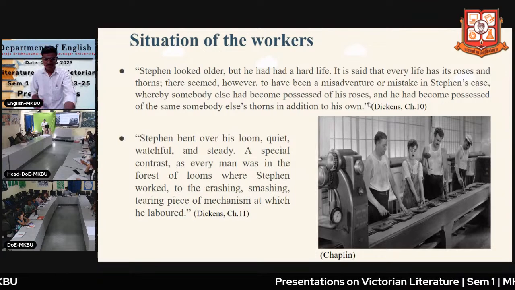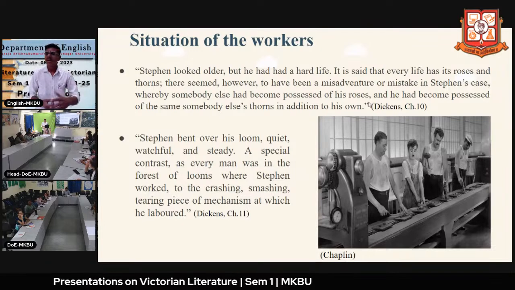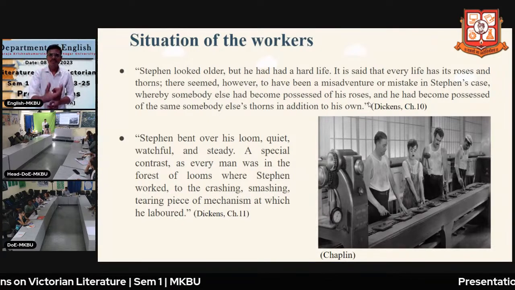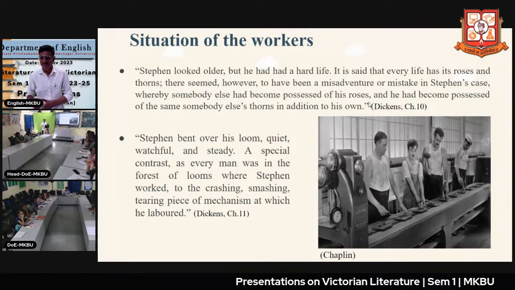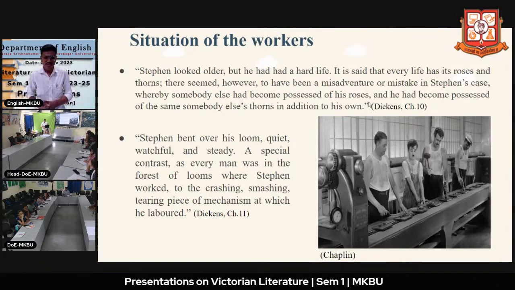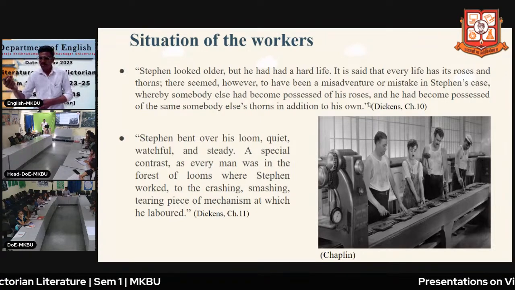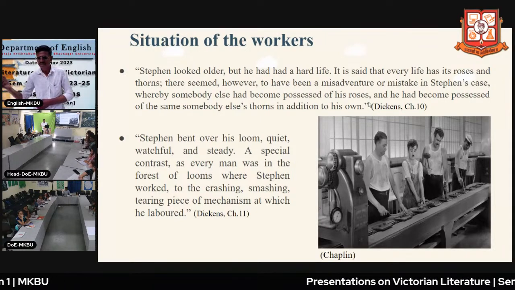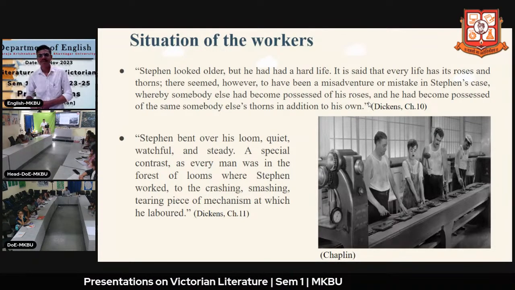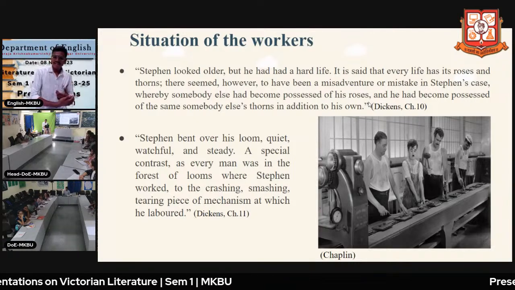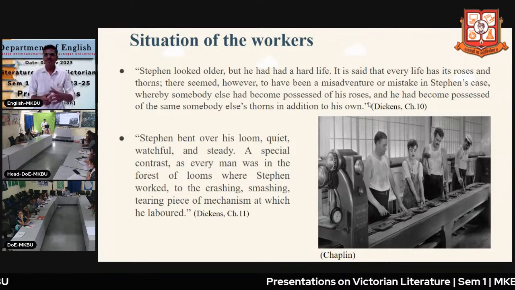Now the first paragraph you can see was taken from the original novel, where Dickens describes the situation of Stephen Blackpool. Stephen looked older, but he had had a hard life. It is said that every life has its roses and thorns, good and bad parts in everyone's life. But there seems to have been a misadventure or mistake in Stephen's case, whereas somebody else has come into possession of his roses, and he has become possessed of that somebody else's thorns in addition to his own. Chapter 10, we can find this paragraph.